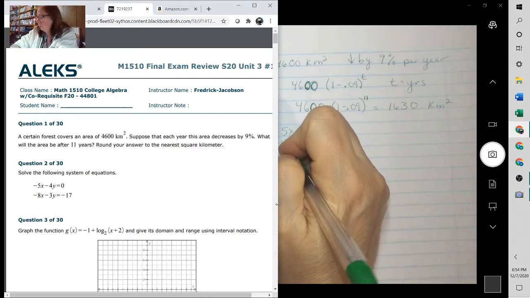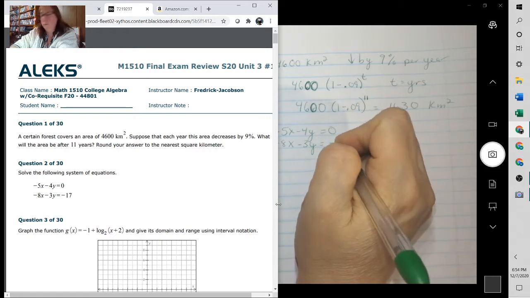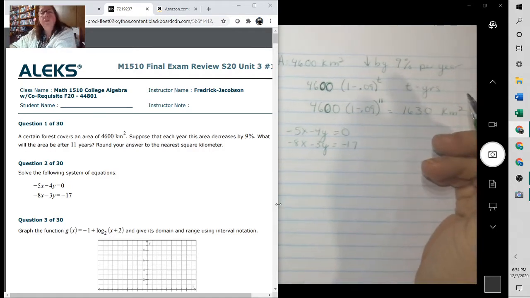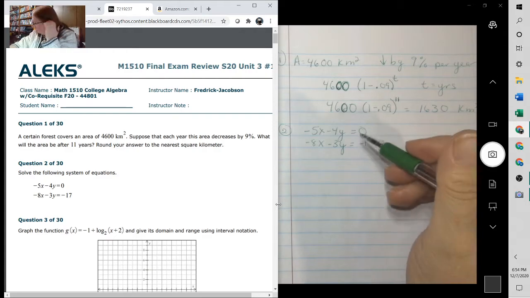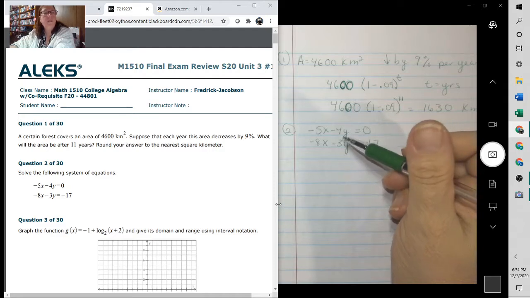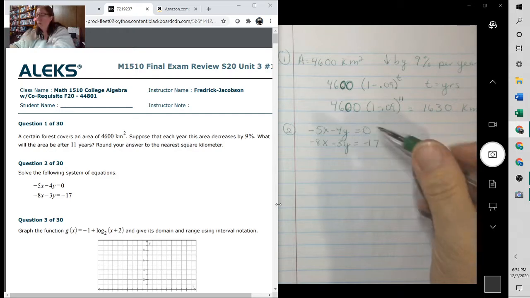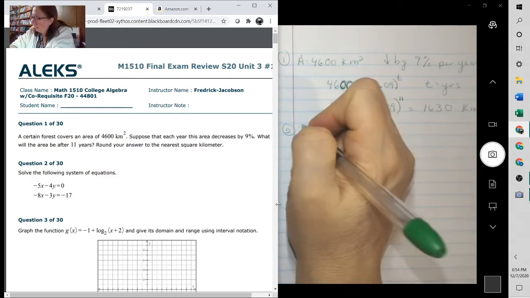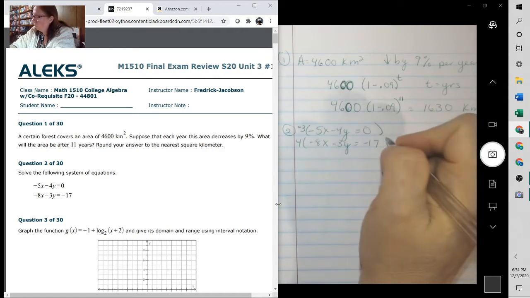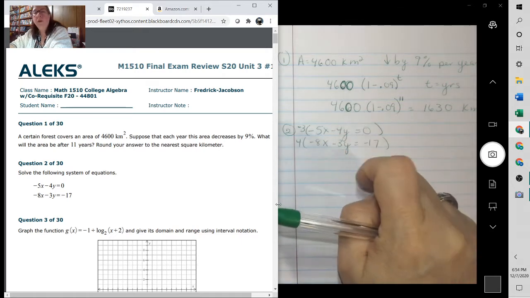The next group, solve the following. Okay, so you could solve either way. You could solve by elimination or substitution. If you're going to use elimination, I would make the y's drop out because the numbers are smaller. If I multiply the top by a -3 and the bottom by a +4, then here I'd have a +12 and here I'd have a -12, and my y's would drop out.